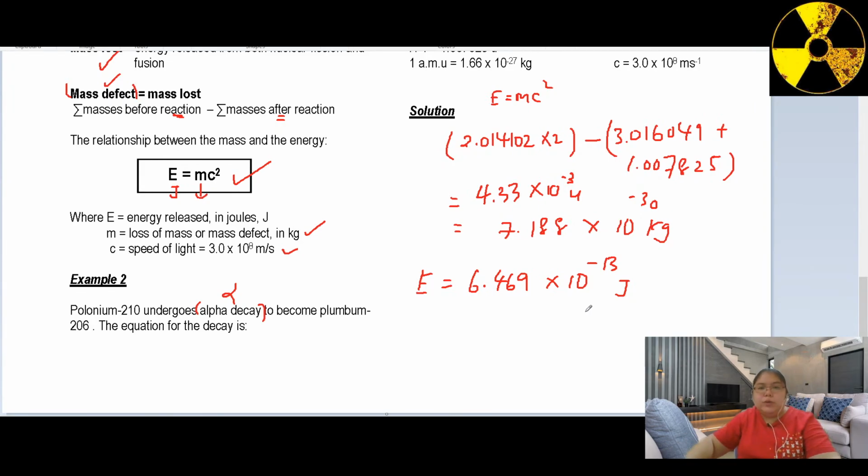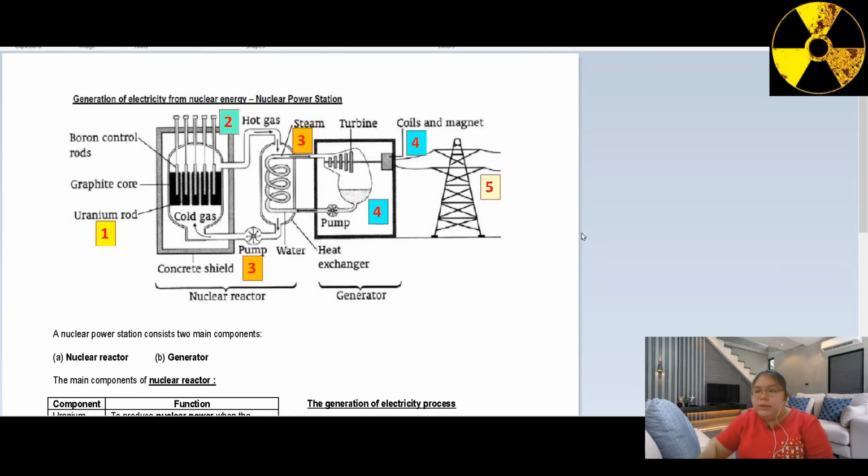Okay, it's no problem. Now I need to explain about the power station. Let me go and see the power station first. Okay, I change the slide. Okay, let's see the power station.